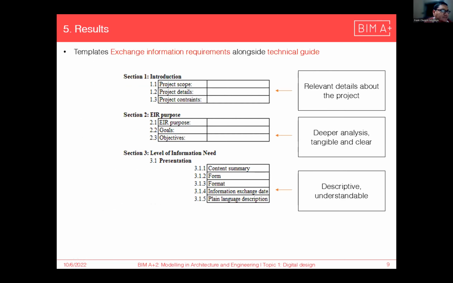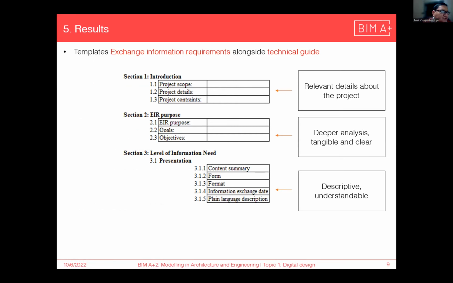This is one of the templates. It corresponds to the exchange information requirement. Also, it shows some relevant parts of the technical guide. For instance, since this is the first resource or document that the prospective lead appointing party revises, it's necessary to include in section 1 some relevant information about the project, such as scope details and constraints.